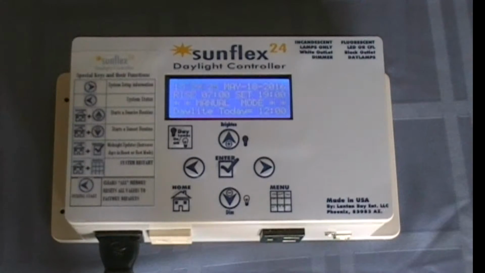Hello and welcome. By now you're wondering, what is a SunFlex24 daylight controller? It's a system used primarily for breeders to accomplish a multitude of scenarios. Most and foremost, to simulate an adjustable sunrise and sunset of your choosing. The time is between 3 minutes and 30 minutes for sunrise, and 3 minutes and 45 minutes at sunset.